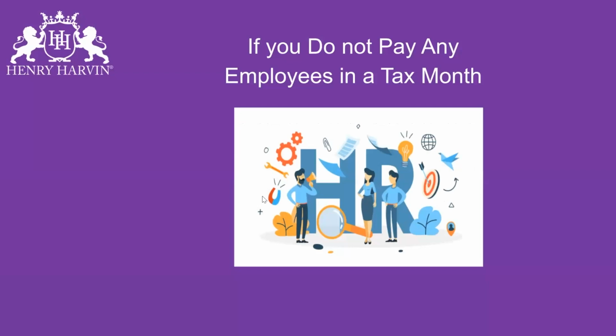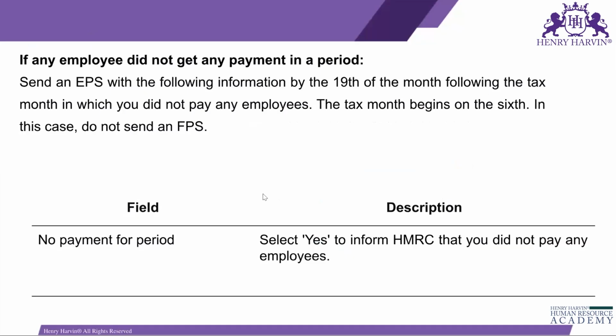If you do not pay any employees in a tax month, you have to report it in the EPS. So this will be the option that you'll find in EPS. Okay, if any employee did not get any payment in a period, send an EPS with the following information by the 19th of the month following the tax month in which you did not pay any employees. The tax month begins on the 6th. In this case, do not send an FPS. So for no payment for period, select yes to inform HMRC that you did not pay any employees.